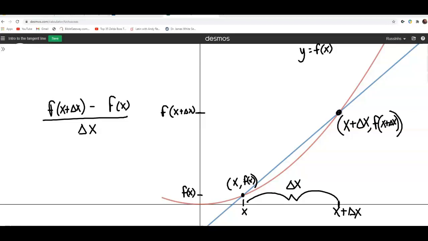All right, so this is what you guys can go ahead and write down, that formula, okay? Now that is another way to write the average rate of change of your function, okay? That's another way to write the average rate of change of your function. But this little expression here has a special name. It's called the difference quotient.